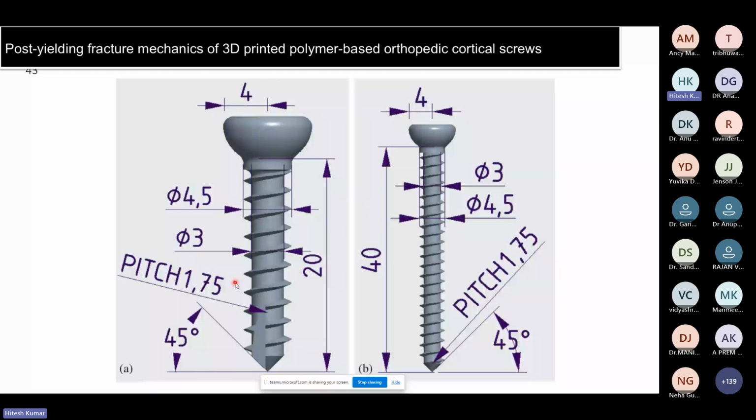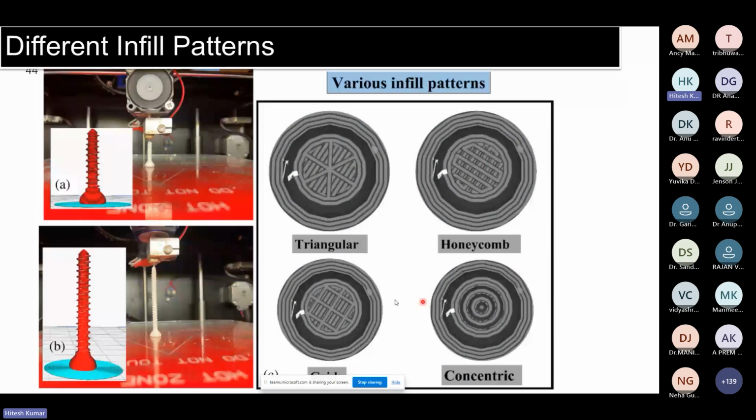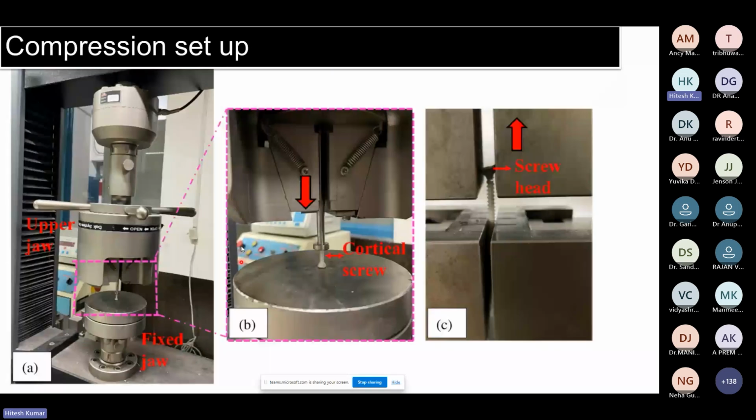We created some cortical screws and tried to improve the pull-out strength of the cortical screw. What we did was change the infill patterns, without changing the infill density of your material: trigonal, honeycomb, concentric, and gyroid. These are some tests which we did. Because of lesser time, I'm just passing through it. It is showing the cortical screw in the fixed jaw to find out the pull-out strength.